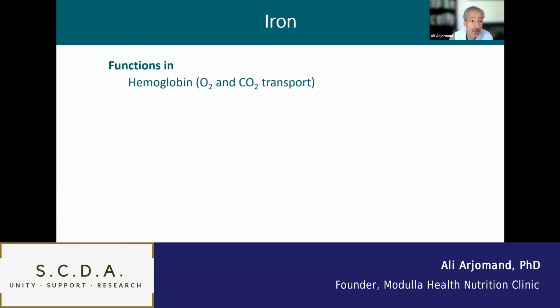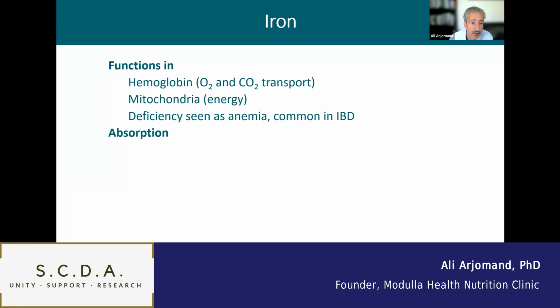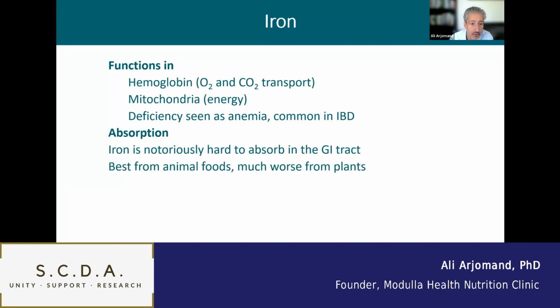So we need iron for hemoglobin synthesis, which is important for mitochondrial production. Anemia is very common in IBD. And the challenge is that iron is really tough to absorb. It's notoriously hard for anybody to absorb iron, let alone IBD patients. So it's best from animal sources, as is often the case, and worse from plants. Even supplements are bad, right?